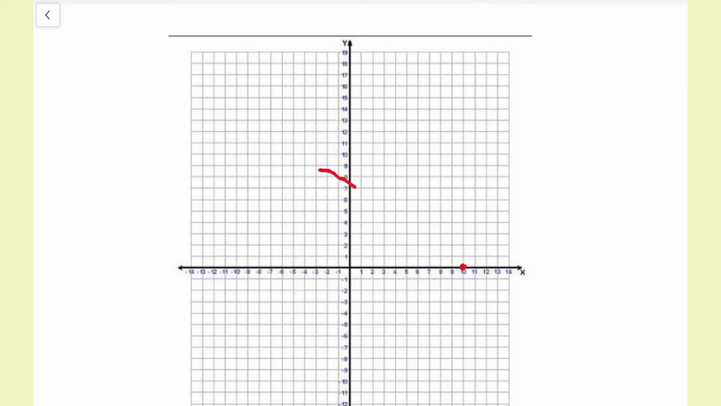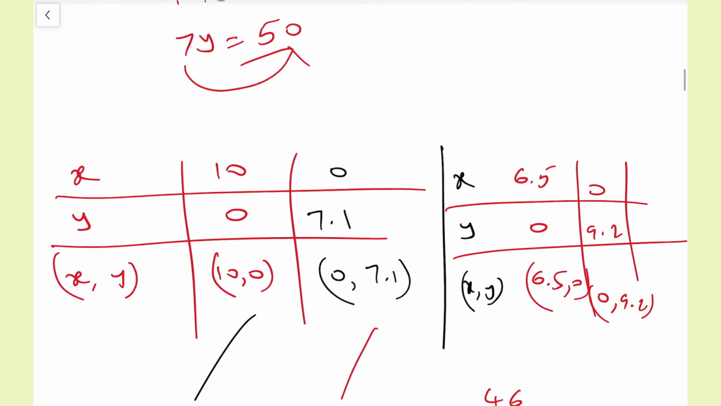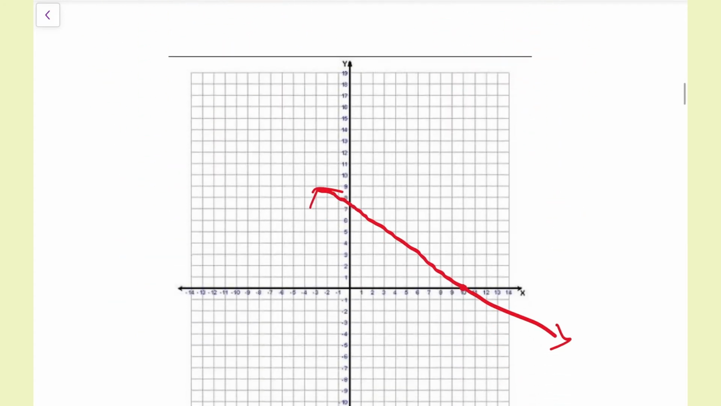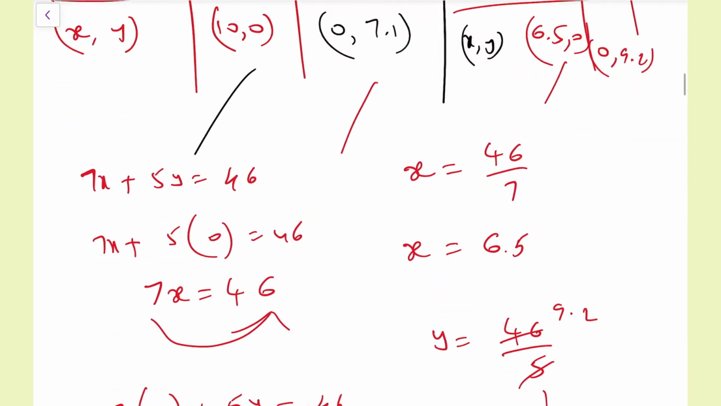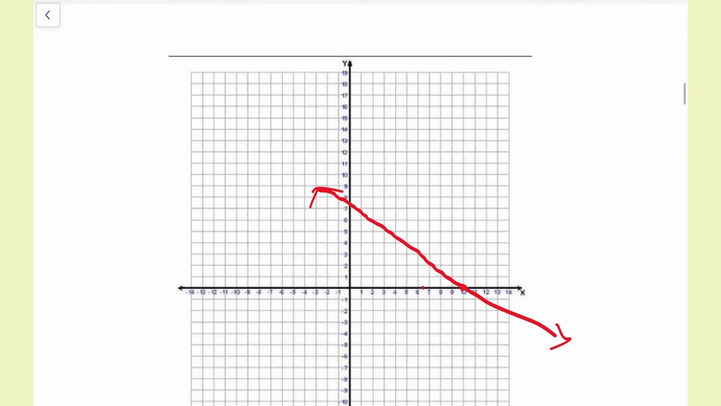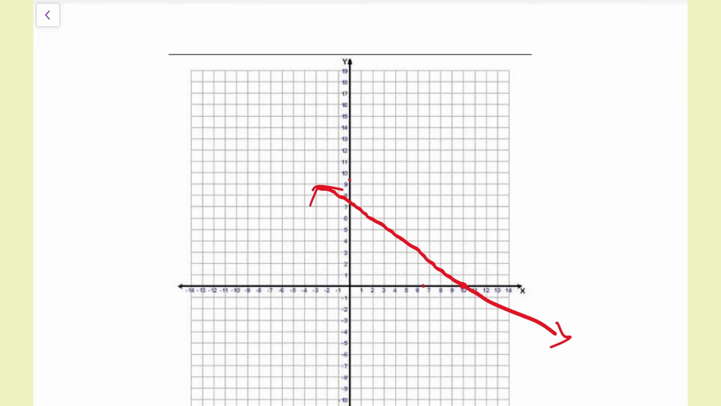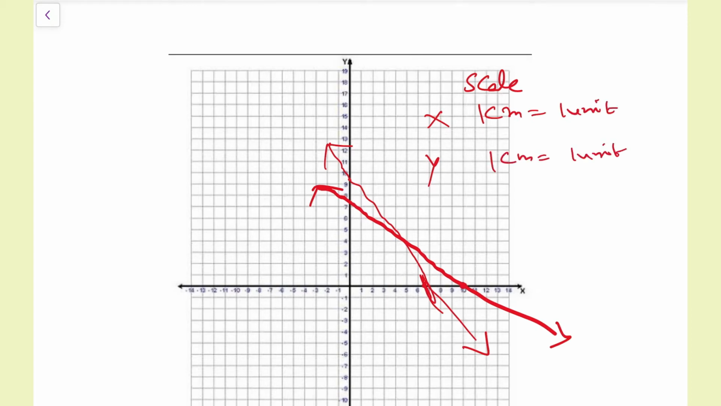Join this with the help of a scale, arrows compulsory. Next, the second equation, 6.5 comma 0, in between 6 and 7, 6.5. Then next 0 comma 9.2, after 9, 2 lines, 9.2. So just join these two with the help of a scale only. That's it. Write the scale on the x-axis as well as the y-axis. 1 centimeter equals 1 unit, and here also 1 centimeter equals 1 unit.